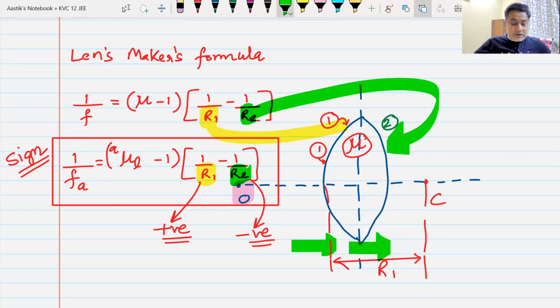Do we understand? R1 is positive. It is convex. Yes, sir. Okay. Everyone get this? Remember, this is the refractive index, or this is the focal length of the lens in air.